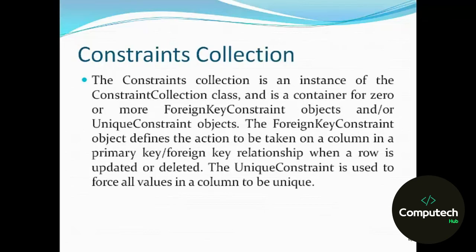Now let's see the constraint collection. The constraint collection is an instance of the ConstraintCollection class and is a container for 0 or more ForeignKeyConstraint objects and/or UniqueConstraint objects. The foreign key constraint object defines the action to be taken on a column in a primary key foreign key relationship when a row is updated or deleted, and the unique key constraint is used to force all the values in a column to be unique.